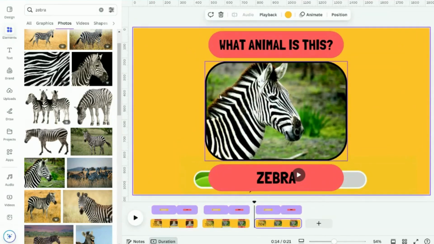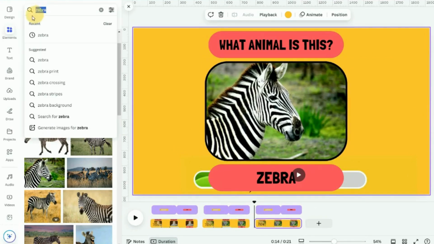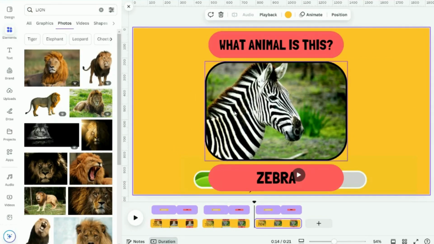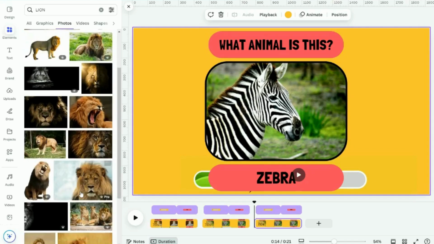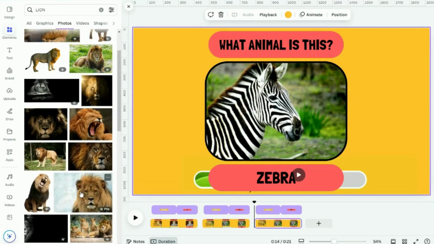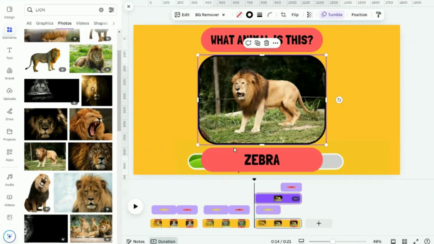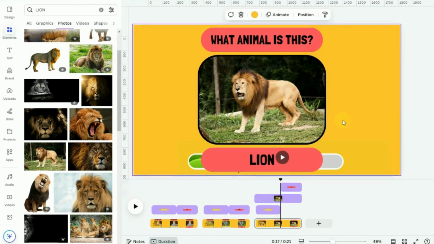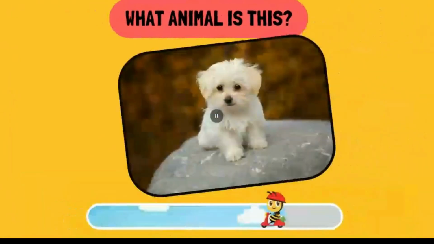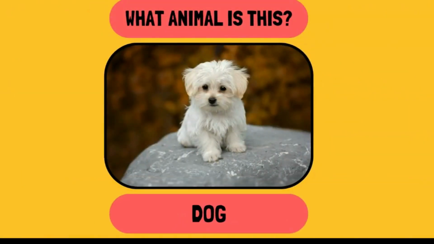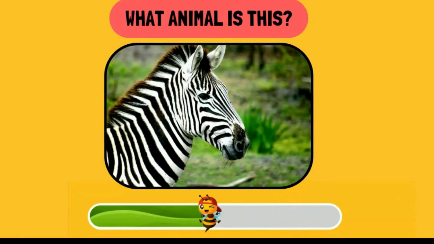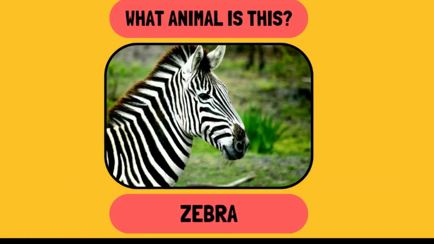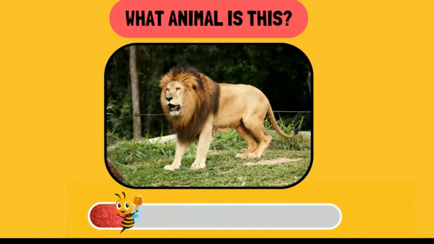Do the same for the third question. The answer for the third question is lion. We will look for the lion image and put in the picture frame. Under the answer input text box, type in lion. Now we created our quiz game. Save this file as MP4, video file.